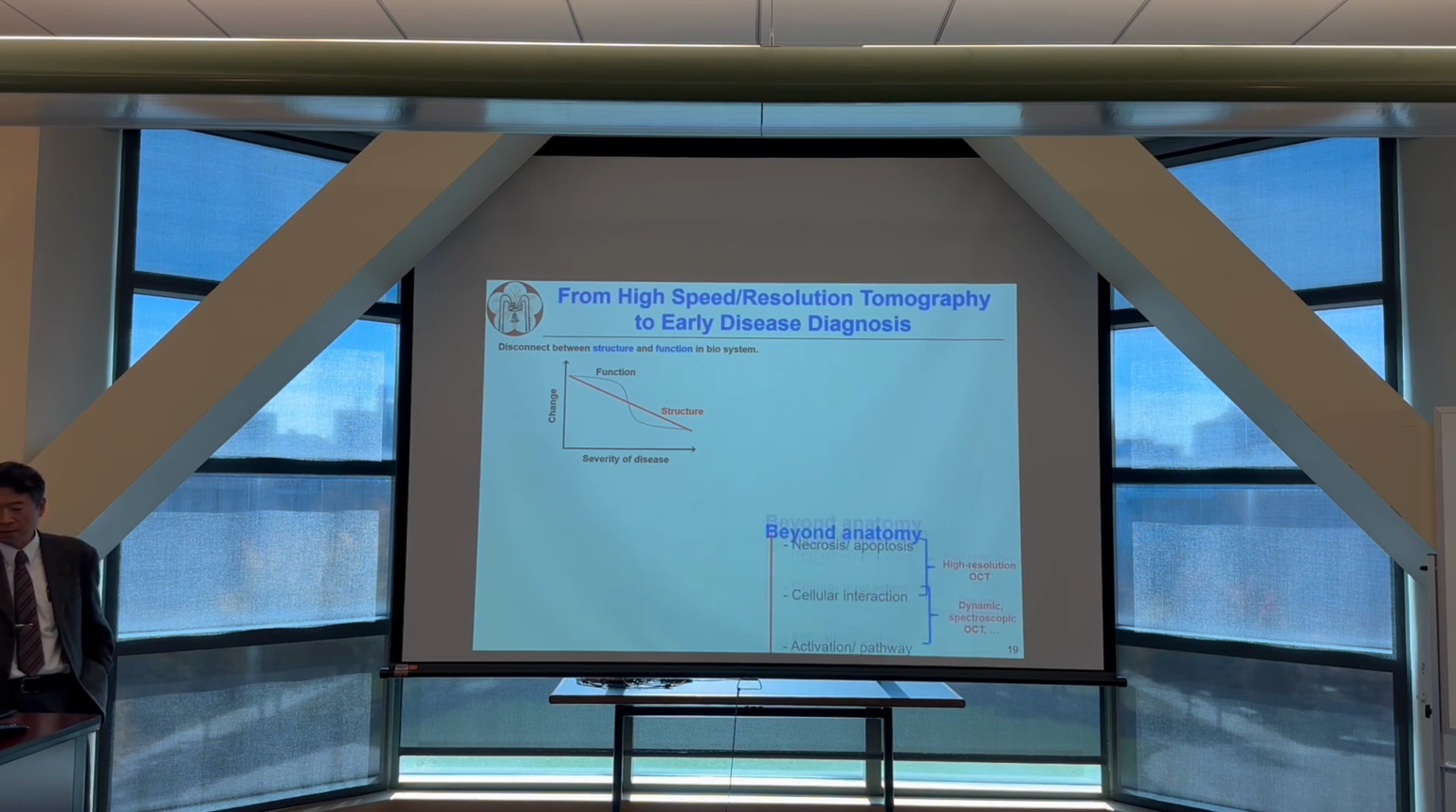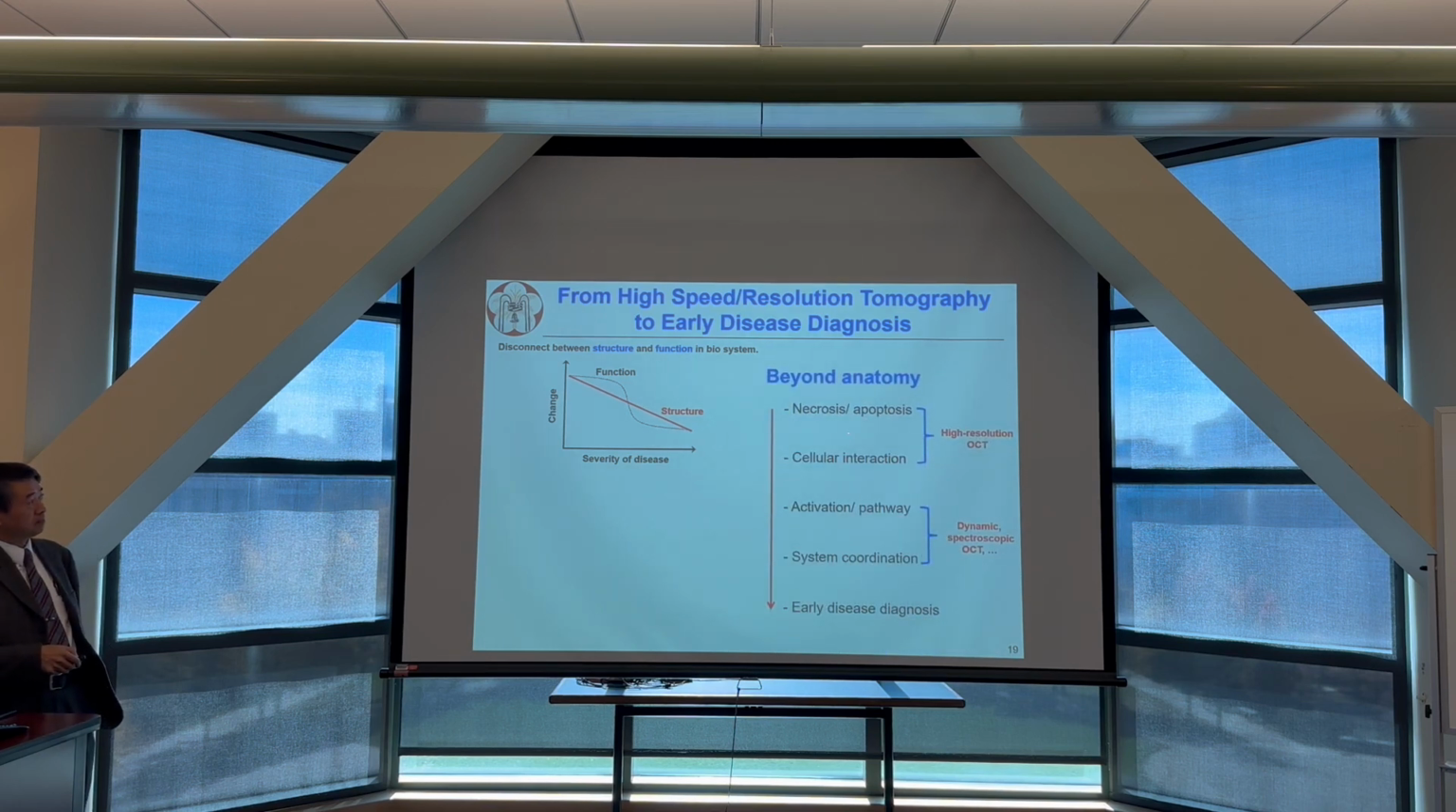Okay. So as I mentioned, because for OCT with a high resolution, you can know, for example, whether a cell is in necrosis or apoptosis status, or what is the cellular resolution, or what is the cellular interaction by the high resolution OCT. Remember, OCT has very broadband light sources, so you can also have spectroscopy information. Because OCT is very fast, you can also have dynamic information. From this information, you may be able to find out what's the activation pathway or the system coordination.